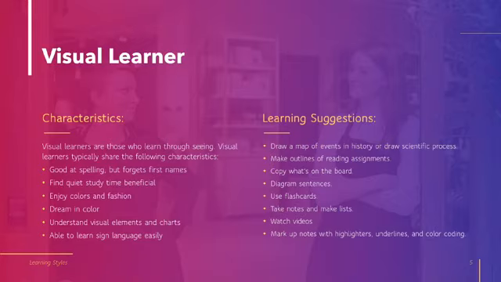Diagramming sentences, using flashcards, taking notes and making lists. Again, these are all visual references. Watching videos. I could explain the process to you all day long, but having a video would explain better to a visual learner than me talking to them. Mark up notes with highlighters, underlines, and color coding. Again, using all the visual cues and ways to engage a visual learner will help that person learn more effectively.